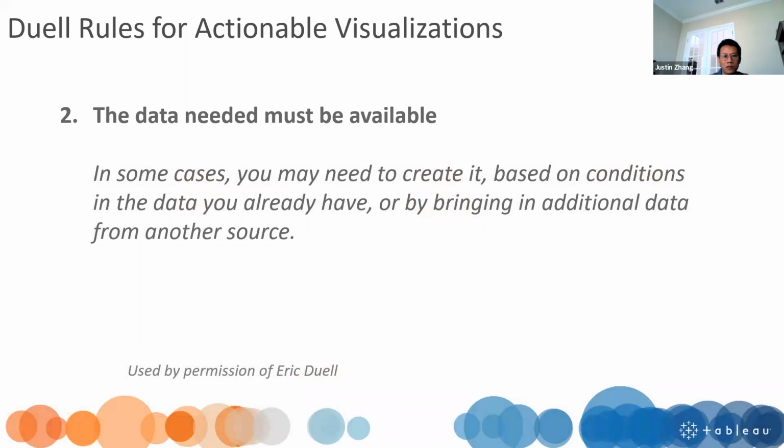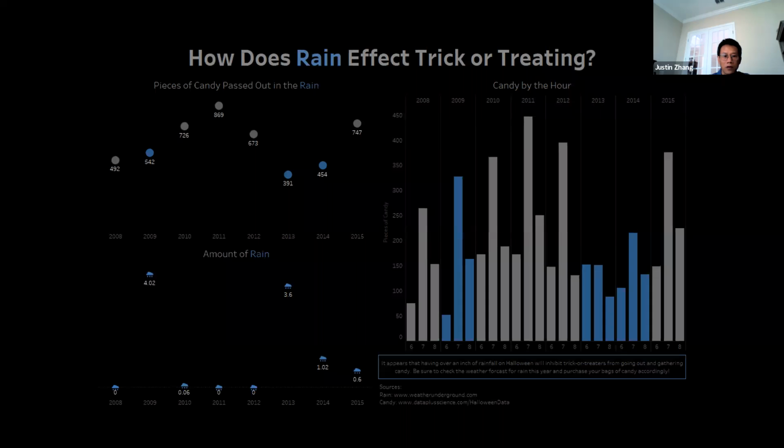The second rule is that the data needed must be available. This is very apparent. In some cases you may need to create the data if you cannot find it anywhere else. This means you need to create a survey or questionnaire to collect the data from your targeted audience. Like in this example, how does rain affect trick-or-treating? This is like the assignment you did for the Halloween data sets. If you can bring in additional data sets, you can make it more interesting.